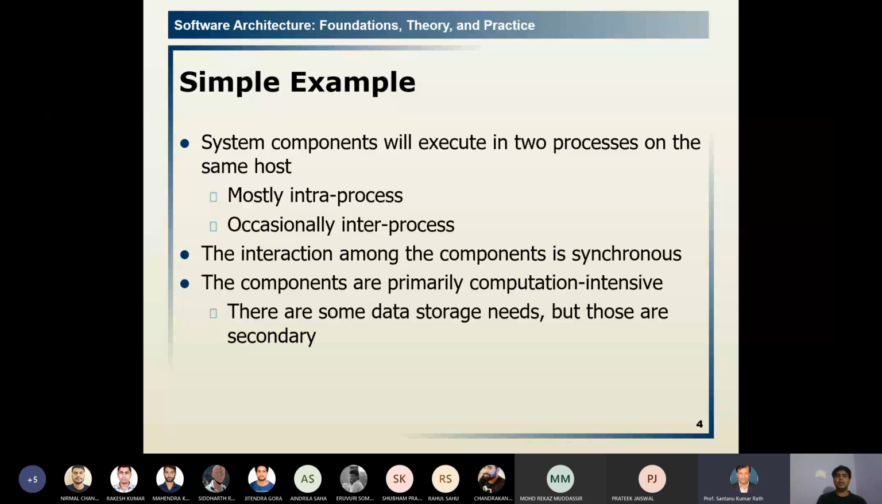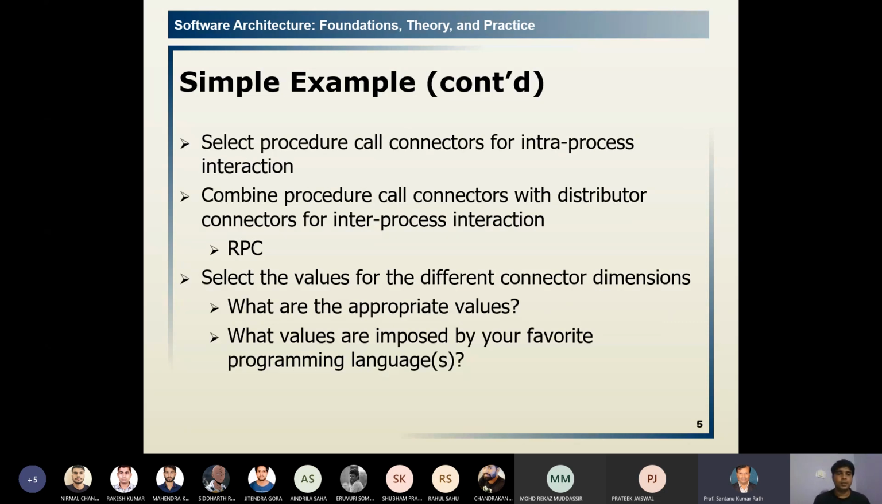The initial objective of any component is to calculate its value, to compute the exact value. Then we go for the storage. Initially it executes the computation, then the secondary objective is to store the data.